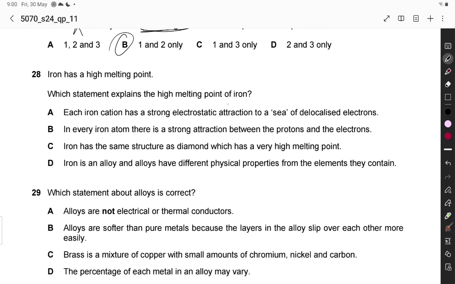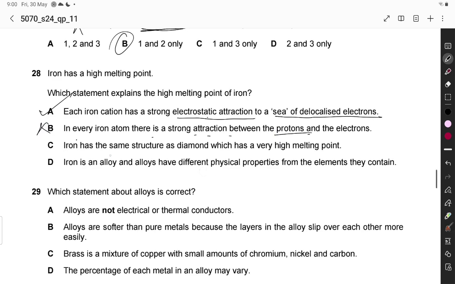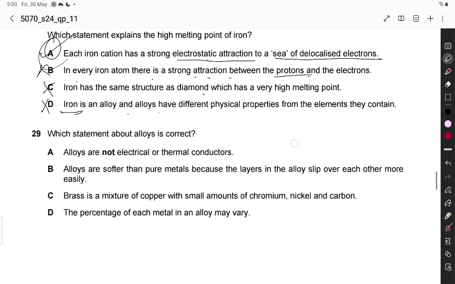Iron has a high melting point. Which statement explains the high melting point of iron? Each iron cation has a strong electrostatic attraction to a sea of delocalized electrons. This is correct. In every iron atom there is a strong attraction between the protons and electrons. No, this is not correct. Iron has the same structure as diamond. No, this is incorrect. Iron is an alloy. This is not an alloy, so it is also incorrect. A option is correct option.